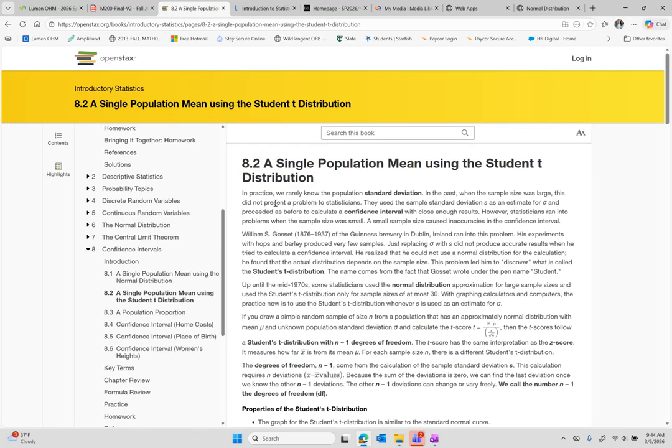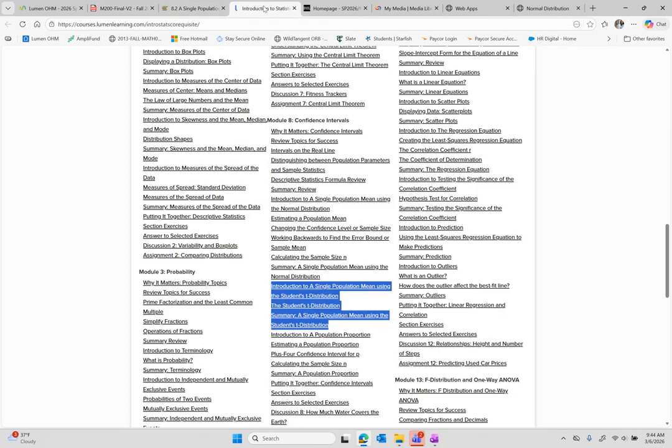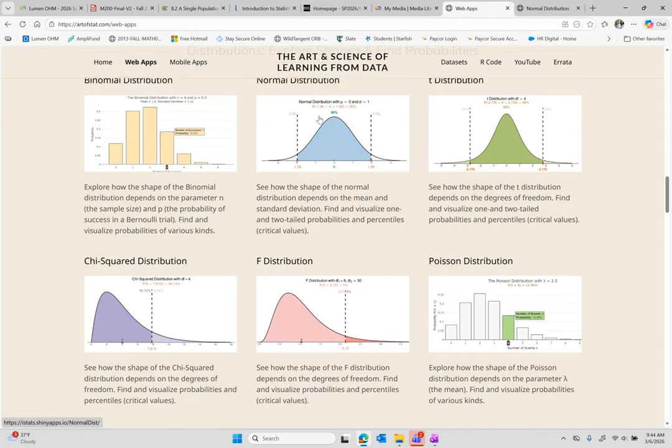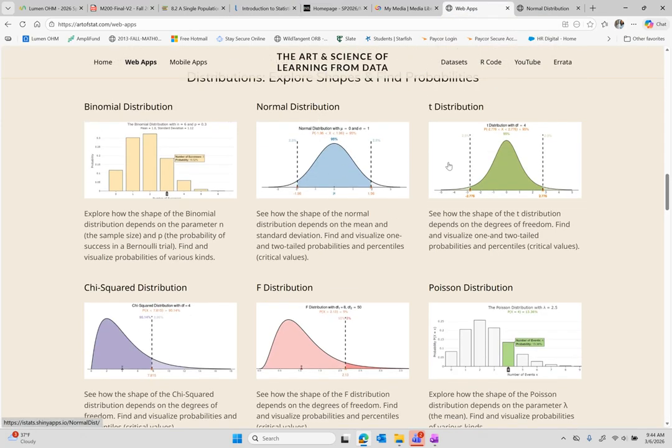As a reference on the Introductory Statistics textbook by OpenStax, this is section 8.2. In the Lumen Introduction to Statistics Corequisite book, this is in Module 8, Introduction to a Single Population Mean, using the student's t-distribution. And in Art of Stat, instead of using the normal distribution app, we will be using the t-distribution app.